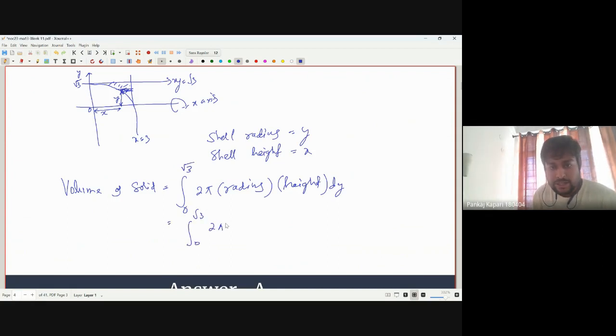So let's write everything. What is the radius? Radius is simply y. What is the height? Okay, so shell height is not x. We are at a distance x, but shell height is this length, at a distance x. So shell height is not x. What is the shell height? From this whole length we subtract x. So shell height is 3 minus x.